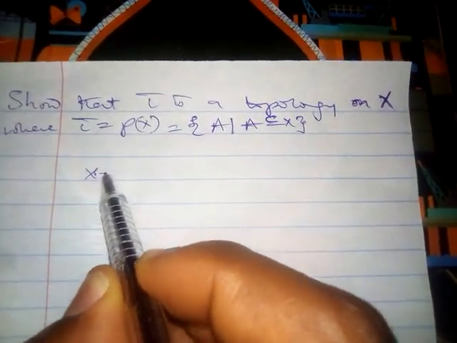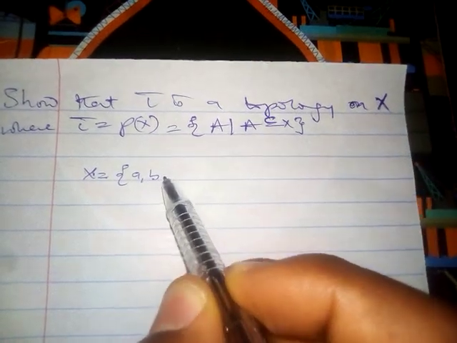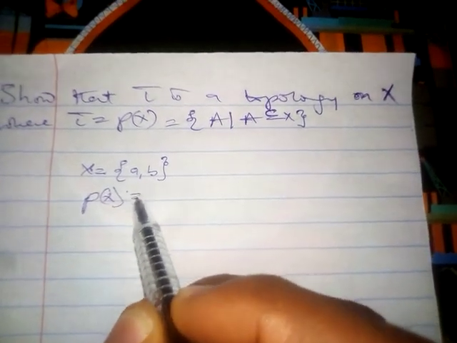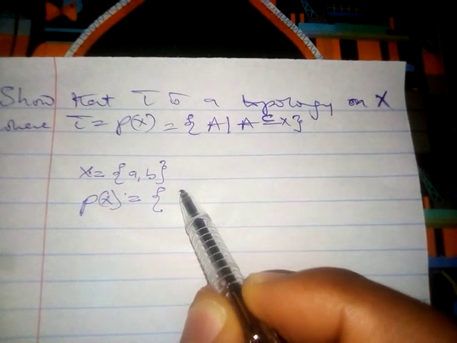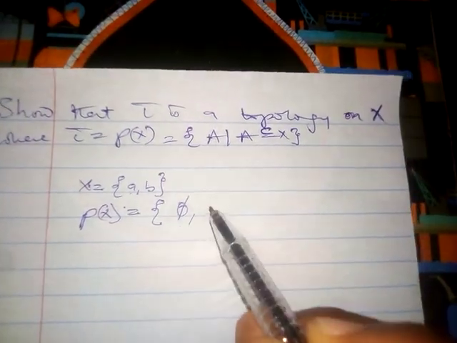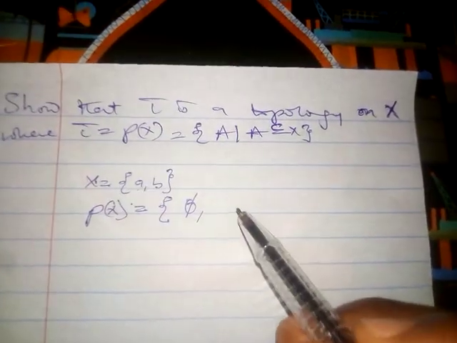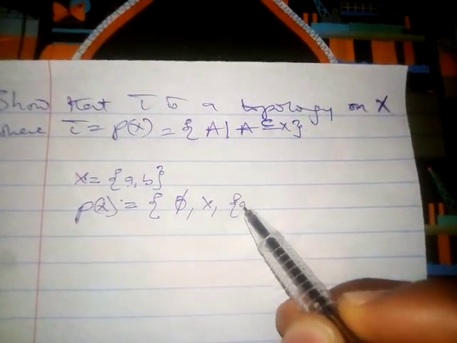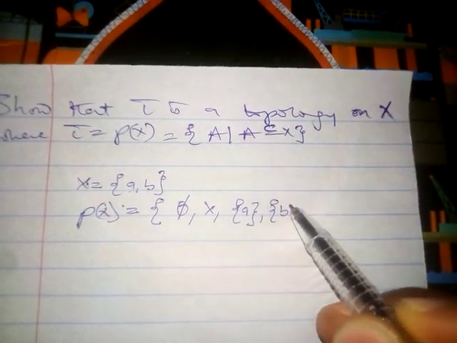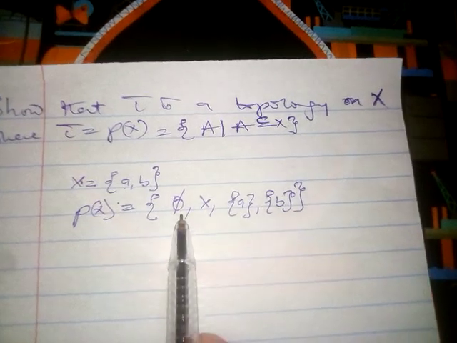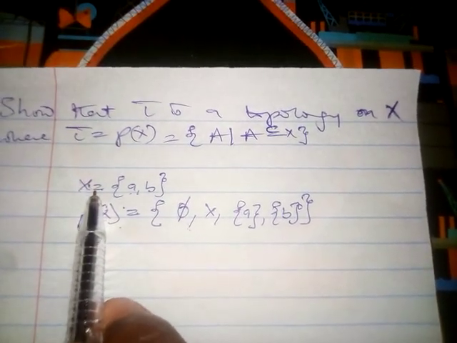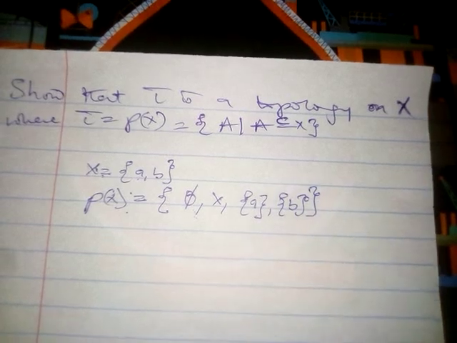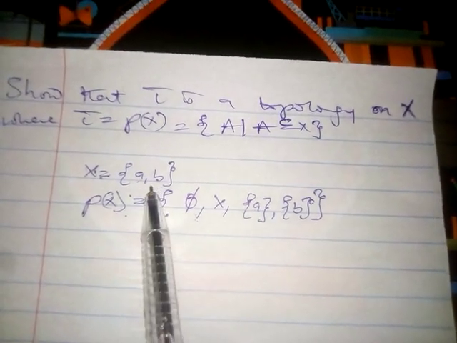For example, say we have a set X equals {a, b}. Okay, let's use a, b just to save time. Now the power set of X is just the collection of the empty set, which is a subset of this because the empty set is a subset of every set including itself, the set itself, which is a subset of itself, the singleton {a}, and the singleton {b}. This is the power set of X, the collection of all the subsets of X. So this is just an example, an idea of what a power set is.